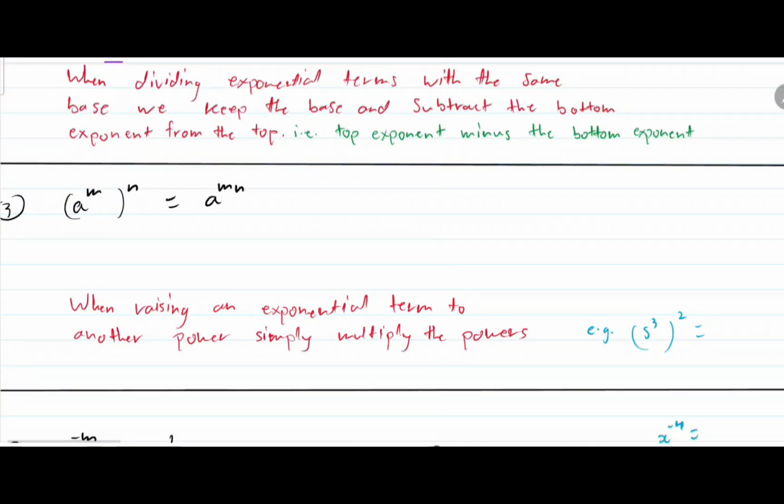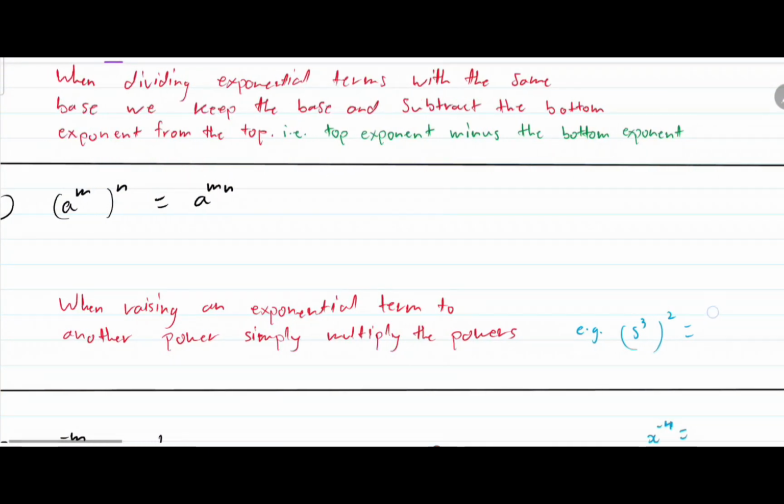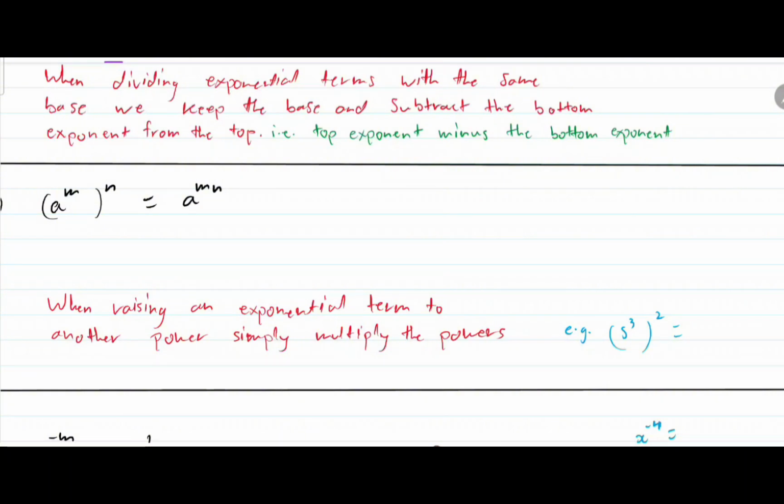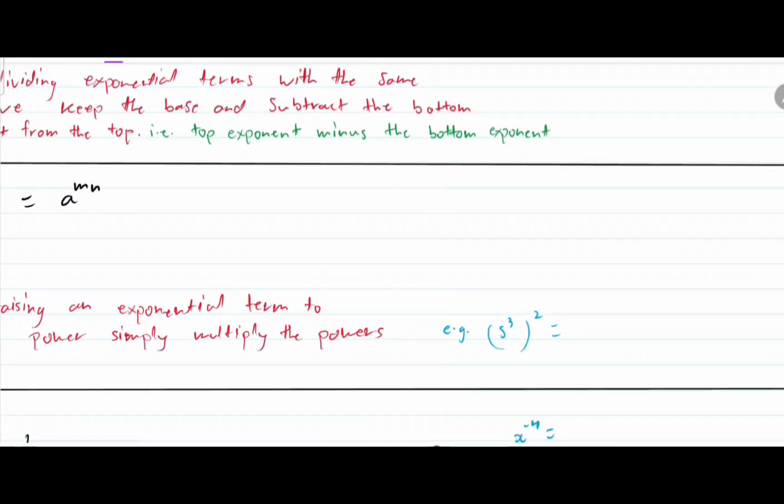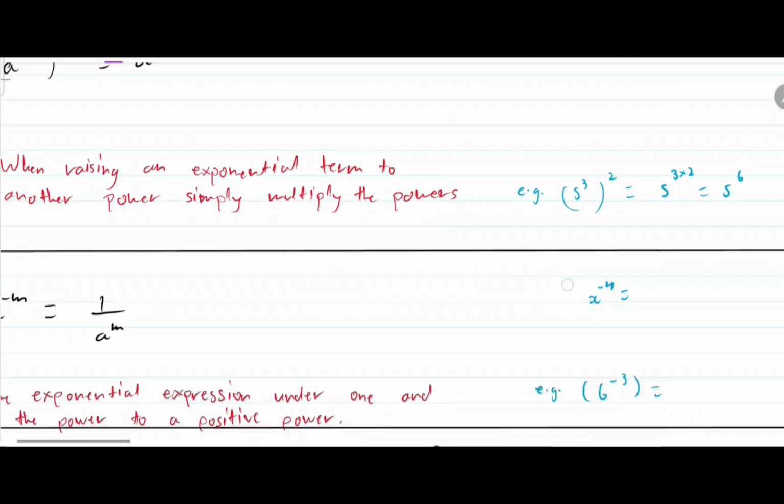Now, we simply keep the base and multiply the exponents. So if I have 5 raised to the third power, all being raised to the second power, that's going to be equal to 5 raised to the power of 3 times 2, which is equal to 5 raised to the power of 6. All right.